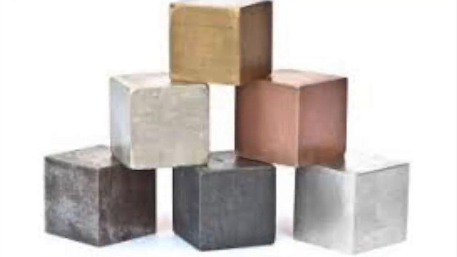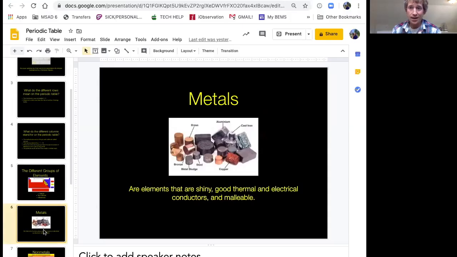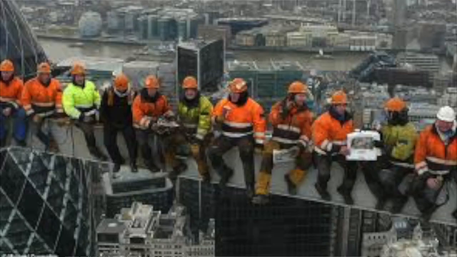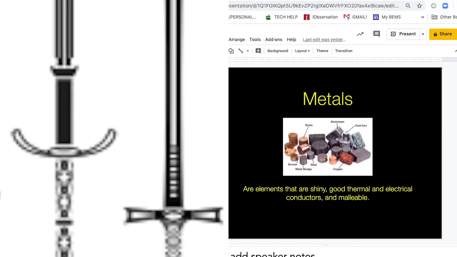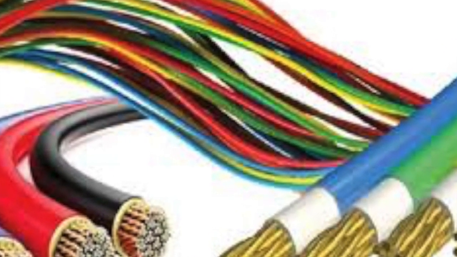Metals are elements that are shiny, good thermal and electric conductors. Means you don't want to touch them when they're hot or when you're around electricity. That would be bad news for you. And they're also malleable, meaning we can bend them and make stuff in any way we want. Like for example, in construction, we use steel to make buildings. Make steel beams, knives, anything made out of metal, wire, anything. That's what malleable means.